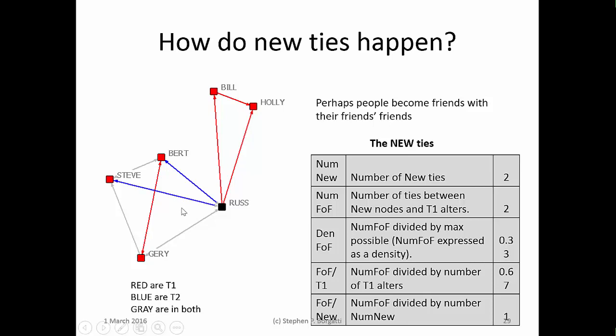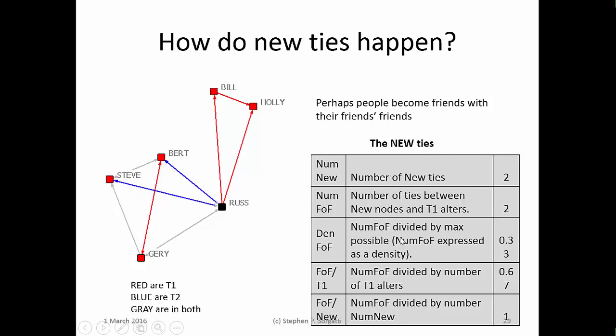But let's just get to the larger point here. When you add new people, are they just plain strangers that you add, or are they typically people that you already had in your network? And if you notice, when Russ dropped Bill and Holly, who were not connected to his friend Gary, he adds Bert and Steve, who were connected to Gary. So it's almost like Russ added Gary's friends to his network.